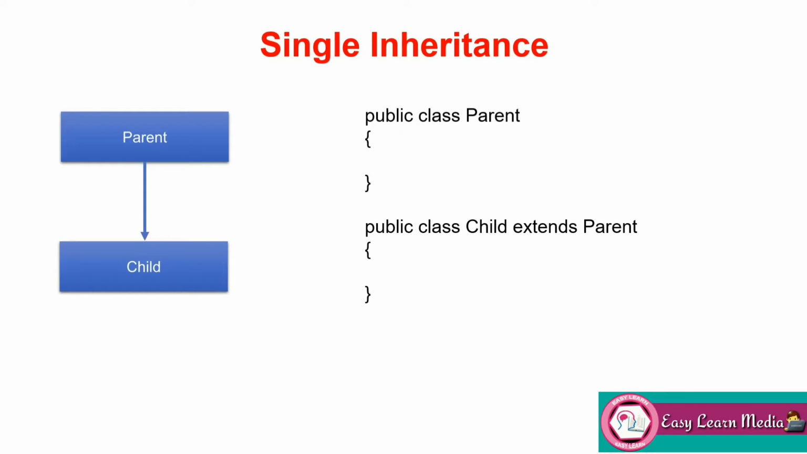I have given a diagrammatic representation over here. We have a parent class, and this parent class can be accessed by the child class. This is the general format of single inheritance. This is the parent class, and it is inherited by the child class with the help of the extends keyword. This is the child class and this is the parent class. This is the general structure of single inheritance.